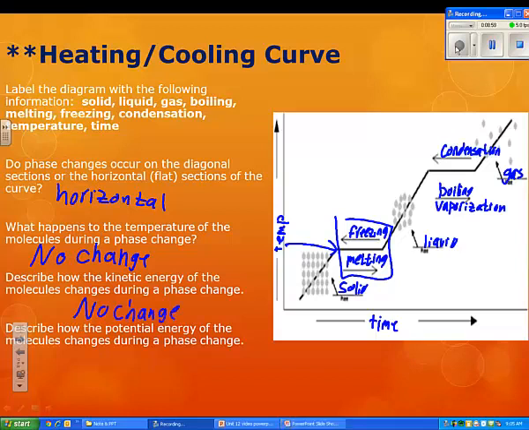And finally, describe how the potential energy changes during a phase change. It's going to increase potential energy as we come down to more solids. So it's going to increase going down, and decrease going up. But remember, we're talking about intermolecular forces. Solids are going to have a lot more intermolecular forces than gases. That's all we got.